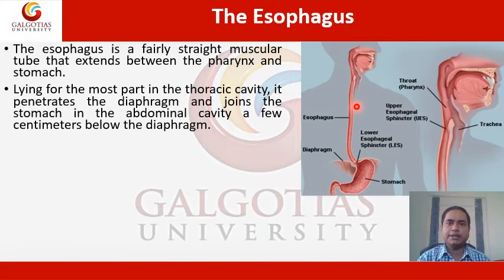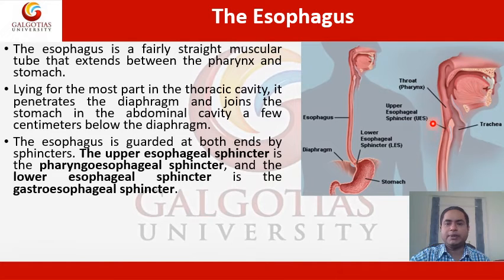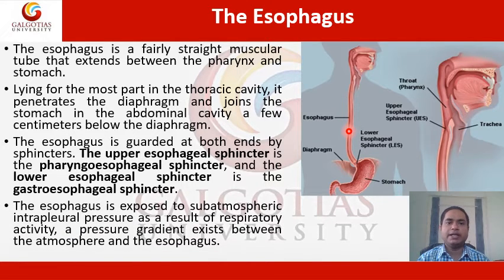The esophagus is guarded at both ends by a sphincter. The upper esophageal sphincter is called the pharyngoesophageal sphincter, and the lower esophageal sphincter is also called the gastroesophageal sphincter. The esophagus is exposed to a subatmospheric intrapleural pressure as a result of respiratory activity, so a pressure gradient exists between the atmosphere and the esophagus.